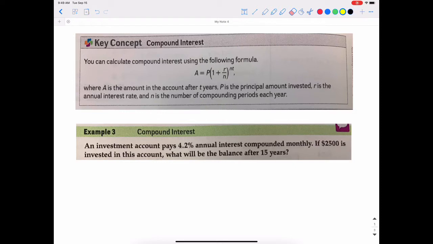The total amount is equal to P, which stands for the principal. That's the amount invested or the amount owed, times the quantity of 1 plus R over N. So we already know that R is the rate, and that is always written as a decimal. N is a new variable. N stands for the number of times compounded per year. So you see the N is a part of the variable, and then T stands for time, and time is almost always in years.